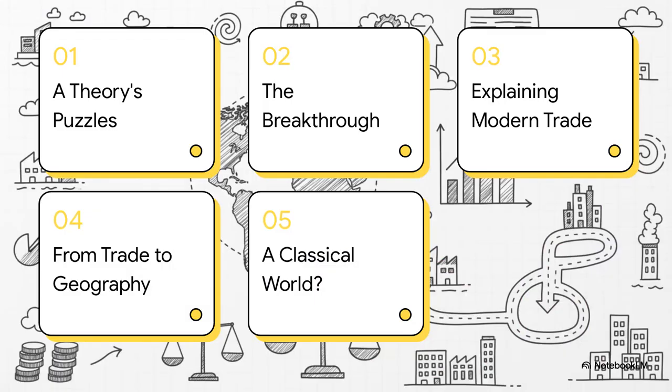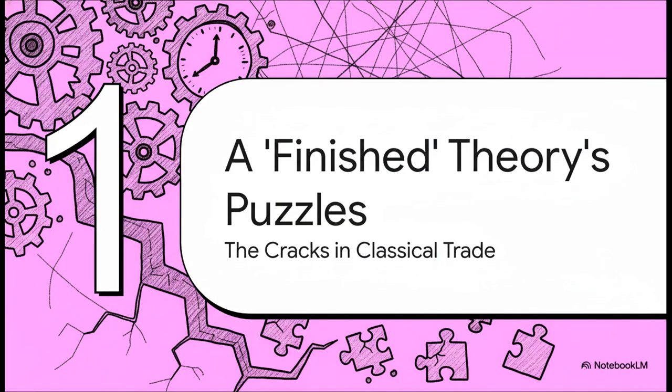So here's our game plan. First, we're going to look at the puzzles that the old classical trade theory just couldn't get its head around. Then, we'll unpack the key ideas, the breakthrough concepts that changed everything. After that, we'll see how this new theory totally nailed modern trade patterns and even explained economic geography. And we'll wrap up with a surprising final twist that makes you wonder which theory is the right one for today's world. Okay, let's get right into it with Section 1, a finished theory's puzzles.